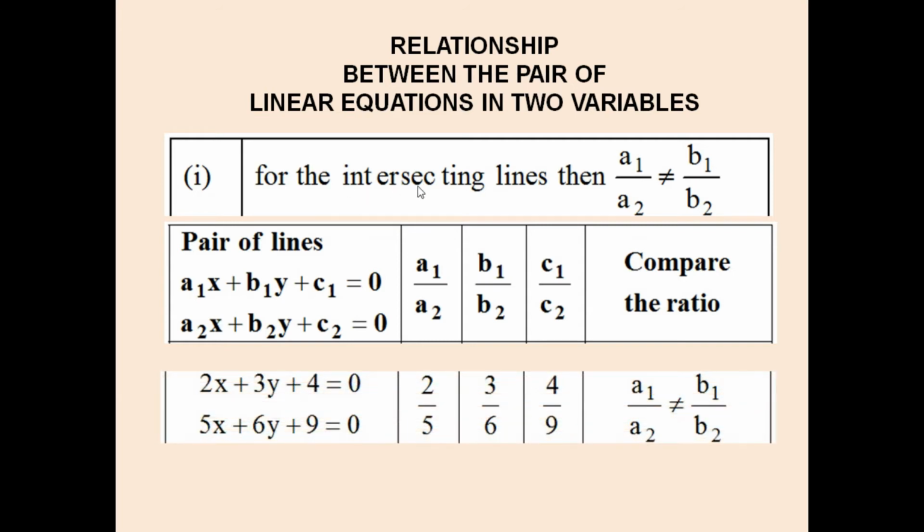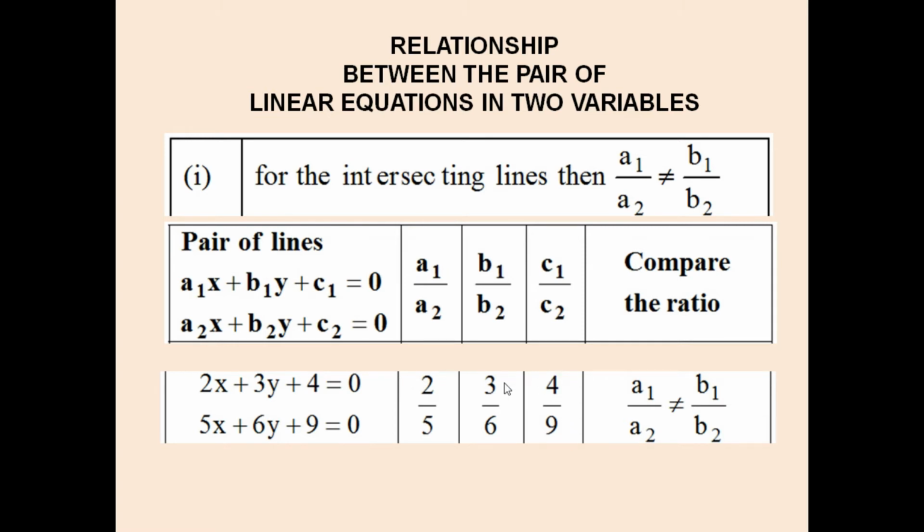However, for this kind of a relationship, look at these coefficients. 2 and 5 are the respective coefficients of x, right? So these are the values of a1 and a2. 3 and 6 are the respective coefficients of y. So these are the values of b1 and b2. 4 and 9 are the constants. So these are the values of c1 and c2 respectively from the two equations that are given to us in this example. For checking this kind of a relationship, that is intersecting lines, we only concentrate on the first two ratios. So we do not even actually consider this particular ratio.